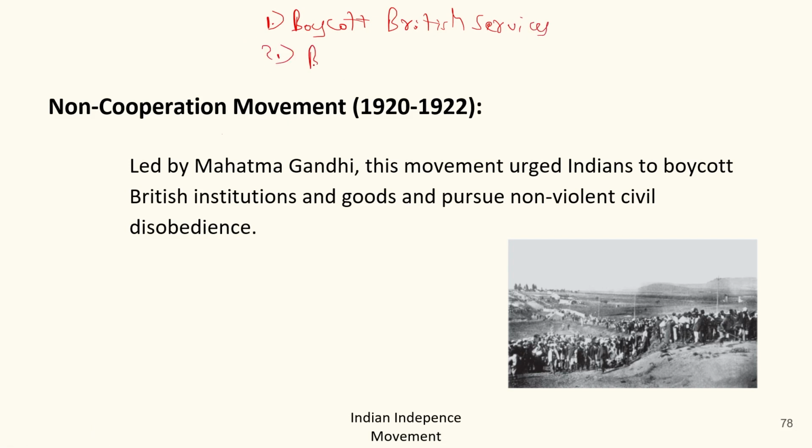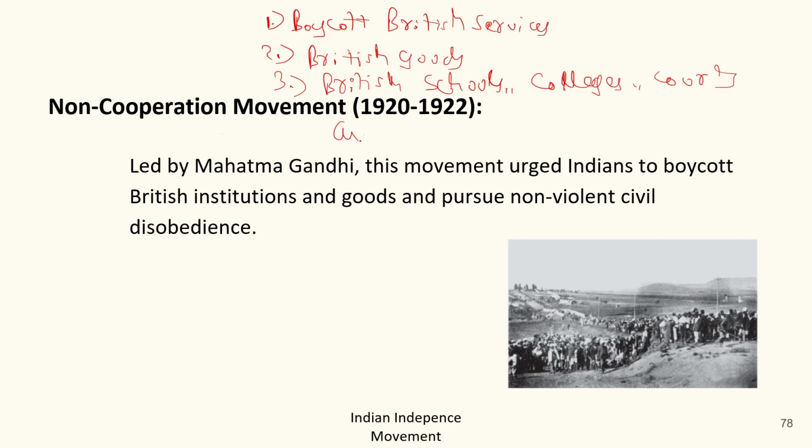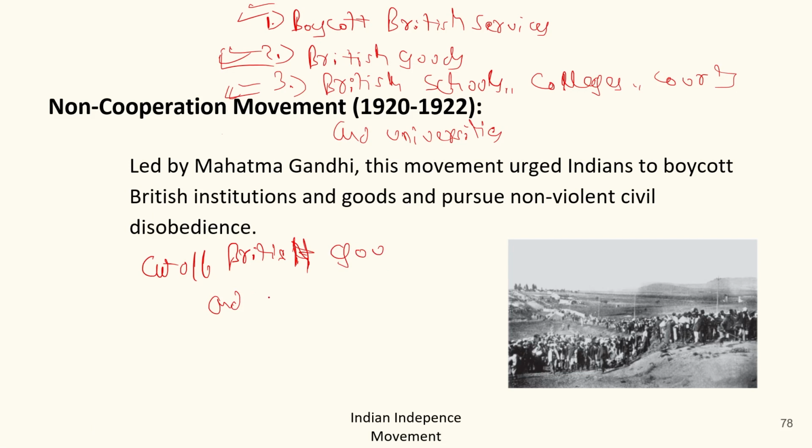Second, British goods. Third was British schools, colleges, courts, and universities. These are some of the demands, not the entire demands, but some which are important from the exam point of view. Remember this. The basic idea behind the non-cooperation movement was to cut off the British government and their administration.